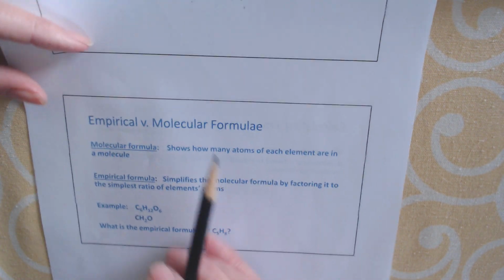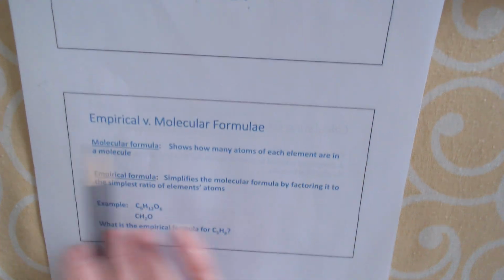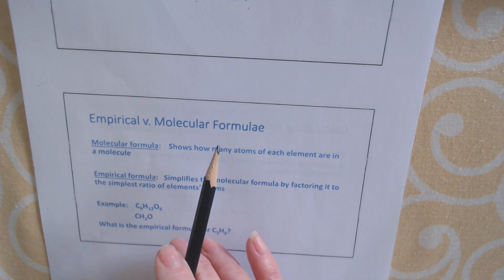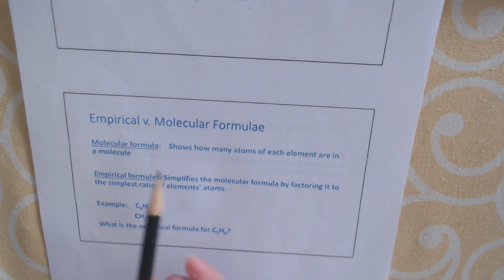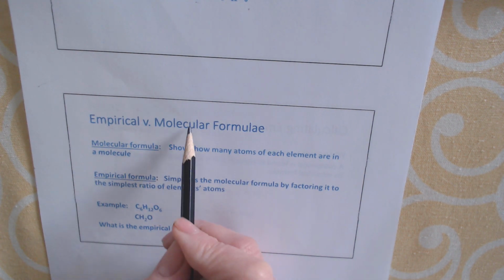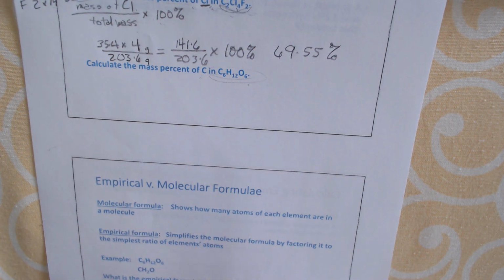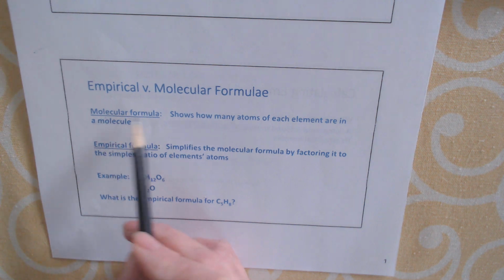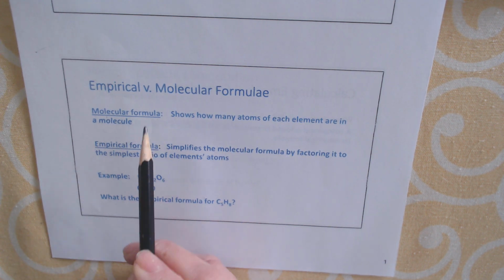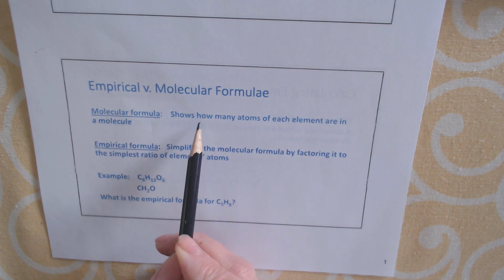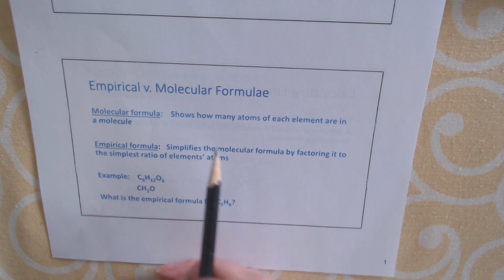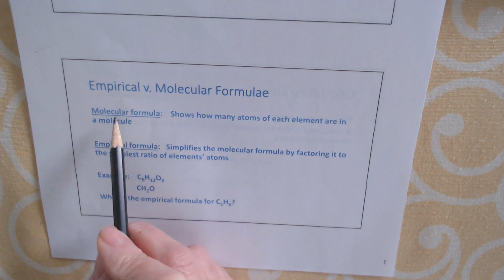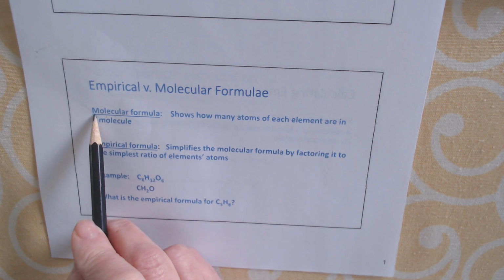All right, so let's go on now and look at empirical versus molecular formula. We've already studied this, so if this has a faint ring of familiarity, that is why. When we talk about a formula, and we use the word formula sort of generically, what we're really talking about is the molecular formula. The molecular formula shows exactly the number of each element's atoms that are there in that particular molecule. So it's counting every atom in the molecule.